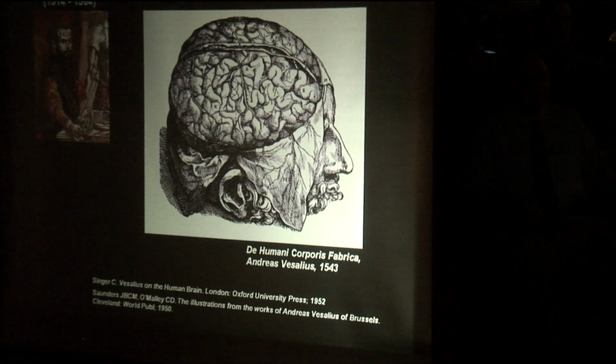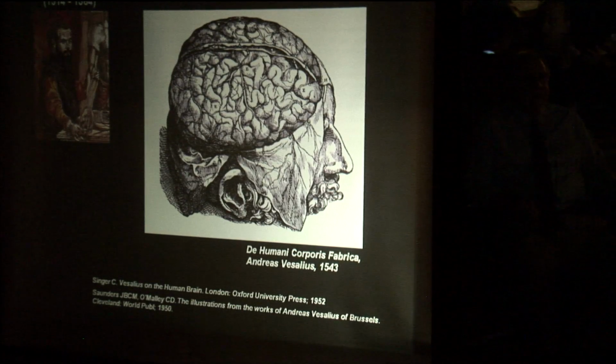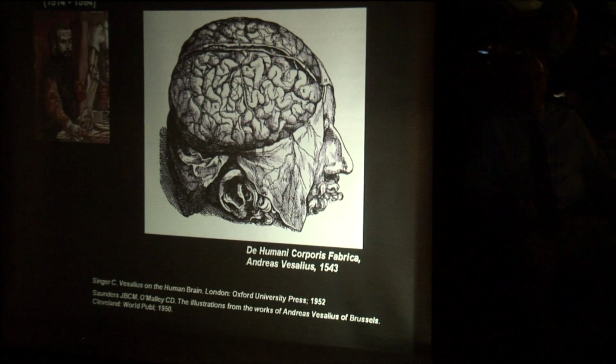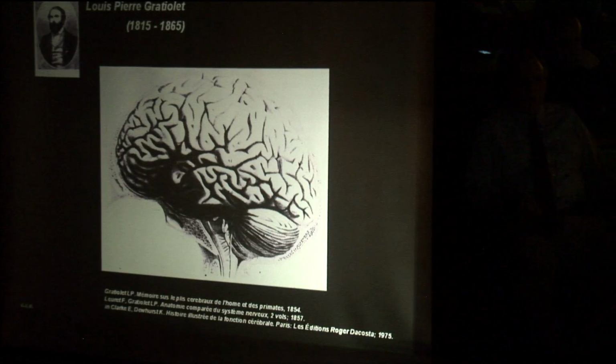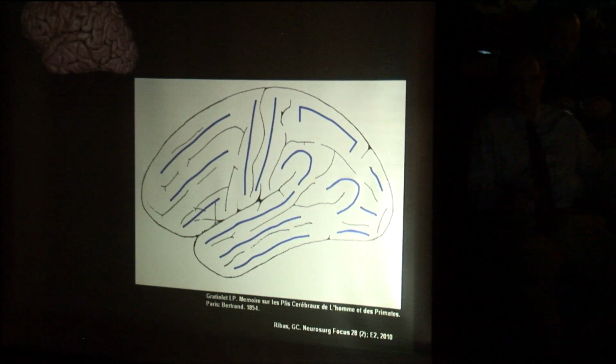It's interesting that for a very long time, the sulci and gyri of the brain were shown very chaotically. Neuroanatomists didn't understand that there is an organization of the sulci and gyri. It was only in the 19th century that Louis-Pierre Gratiolet understood that there is an organization of the brain sulci and gyri. And that's what we're going to be talking about.